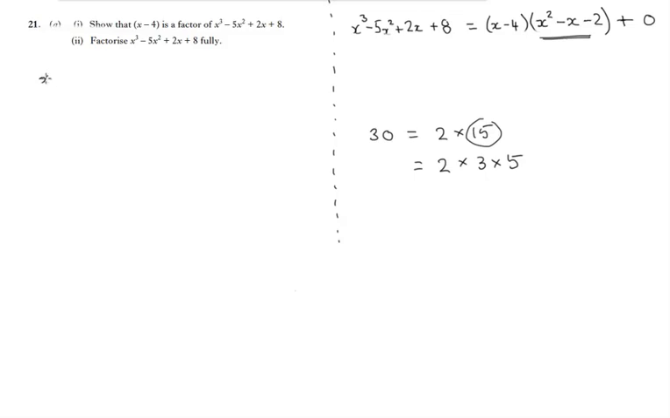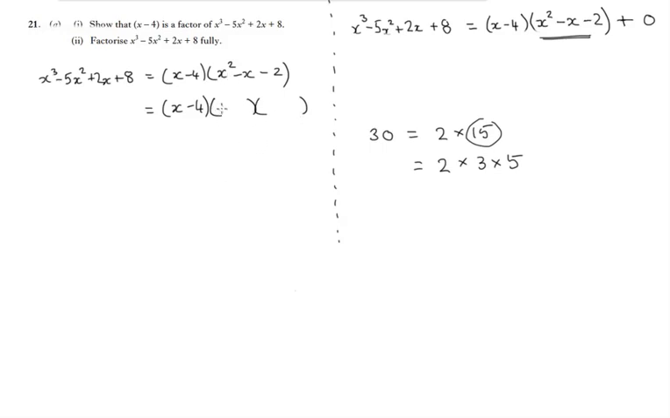So let's just write this down. We so far have x cubed minus 5x squared plus 2x plus 8 written as a product of two factors, x minus 4 and a quadratic factor, x squared minus x minus 2. And we're exploring basically whether this quadratic factor factorizes further.